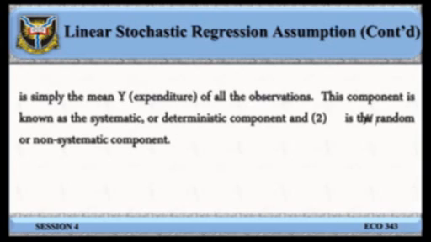Equation 12. Taking the expected value of equation 11 on both sides, we obtain E(Yi|Xi) = E[E(Y|Xi)] + E(ui|Xi) = E(Y|Xi) + E(ui|Xi). Equation 13.